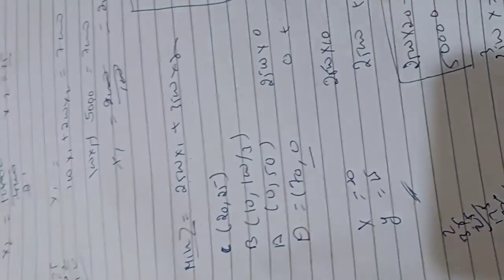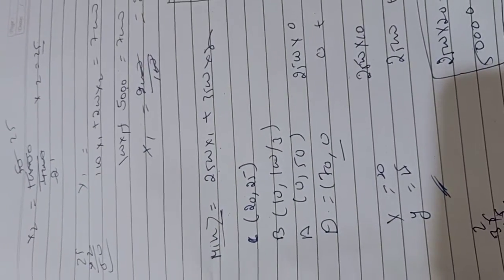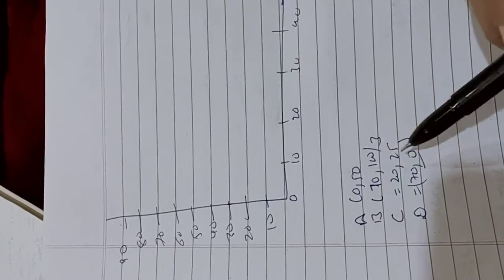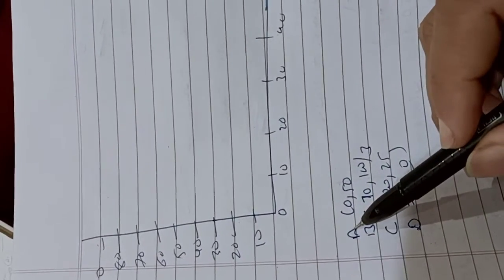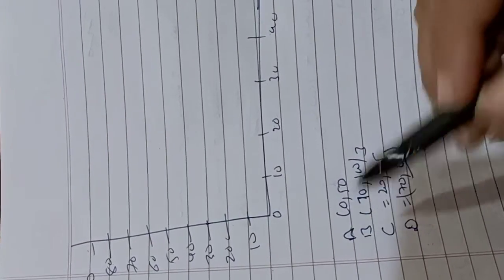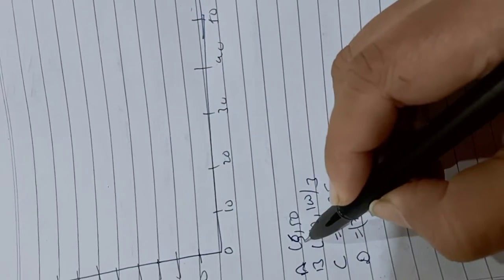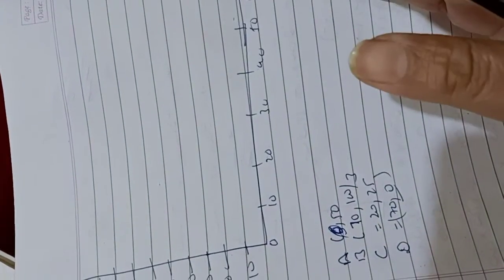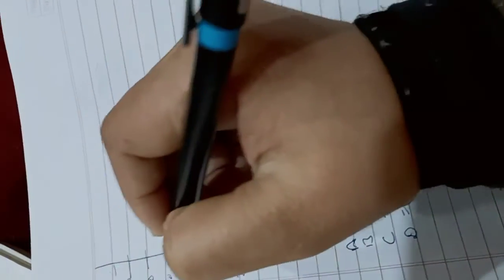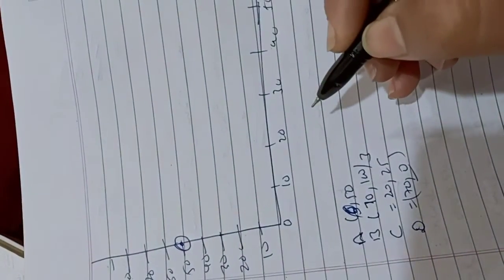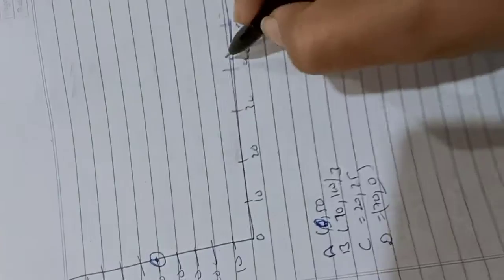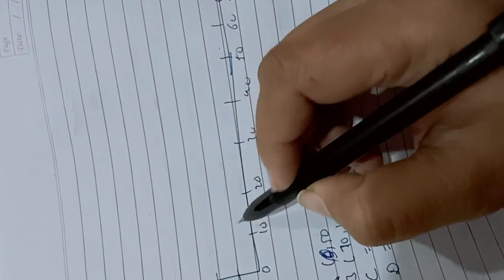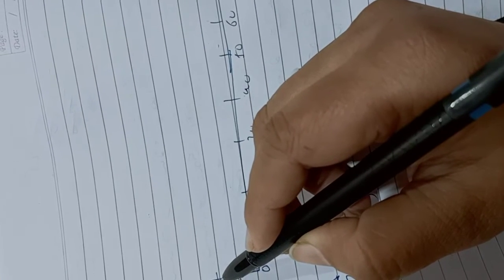Now we have to draw the LPP chart to get the desired value. As per this solution, we have to put the values here. The value of A is 0 and 50. Sorry, 50 and 0, and 0 and 50. So here is the value of A, 0 and 50. One point is plotted, then 70 at that point is plotted, then 20 and 25.